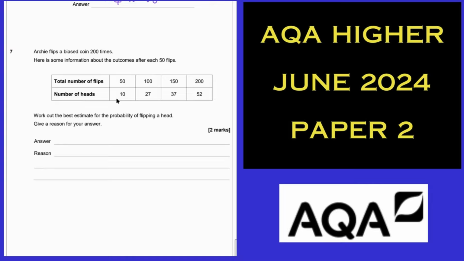Work out the best estimate. The best estimate is always the most trials.